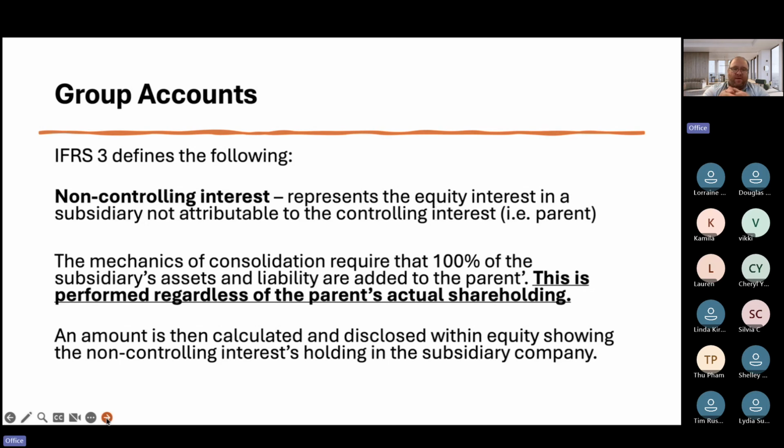So as the second paragraph says, the mechanics of consolidation require that 100% of the subsidiary's assets and liabilities are added to the parent company.